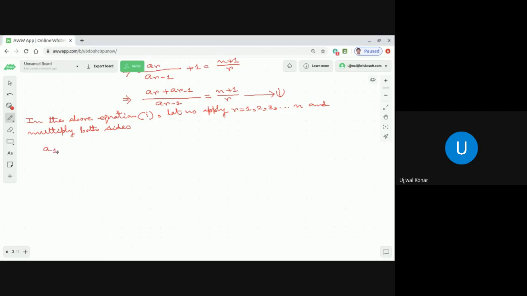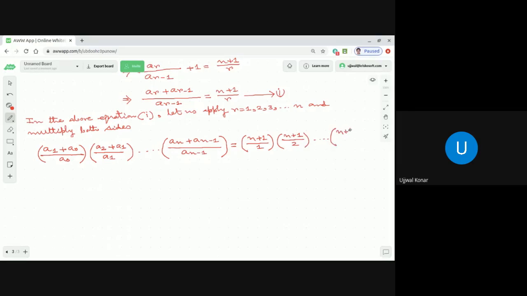We are going to get a1 plus a0 divided by a0. Then the second term, r equal to 2: a2 plus a1 divided by a1. In that way it will continue till an plus an minus 1 divided by an minus 1. On the right hand side, n plus 1 is independent of r, so n plus 1 will continue. It will be n plus 1 by 1 for r equal to 1, then n plus 1 by 2, and in that way it continues till n plus 1 by n.